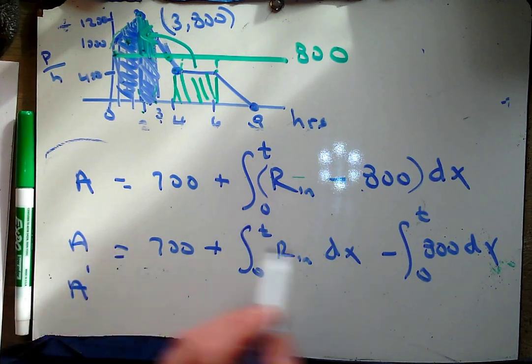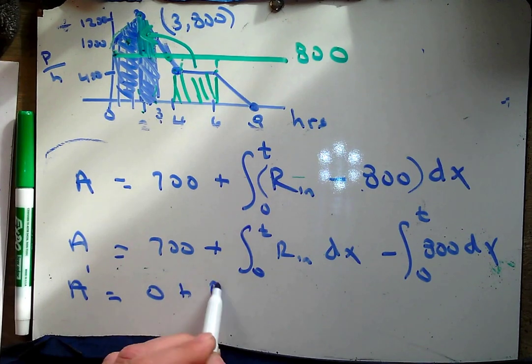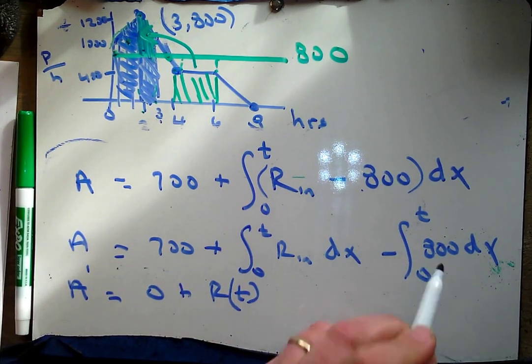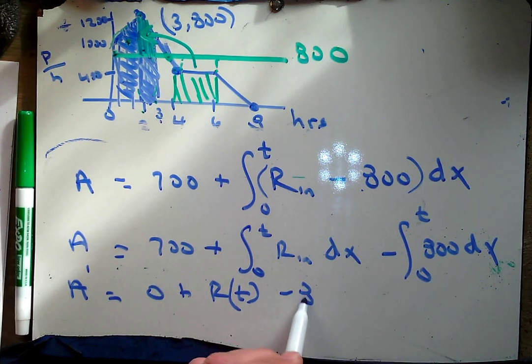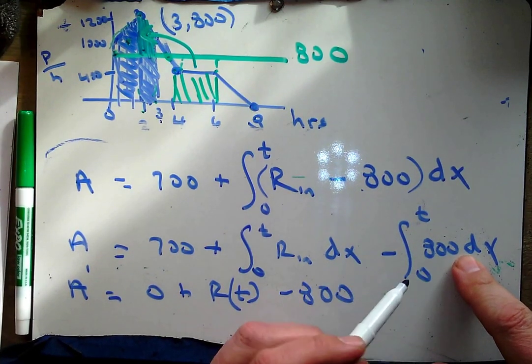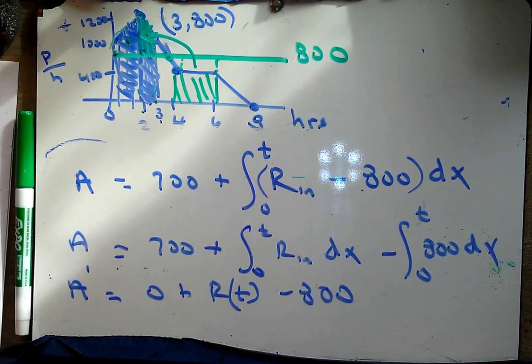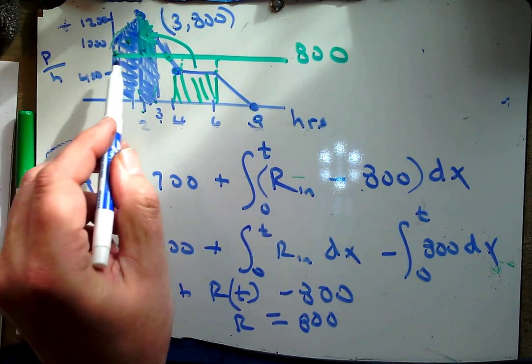So A prime then is the derivative. The derivative of that is 0. The derivative of this is r of t. And the derivative of this was just 800, because there's no place for that t. Okay, so what happens here? Well, if I'm looking for a max or a min, I want A prime equal to 0. And so I want to know when r equals 800. Well, that happens here.